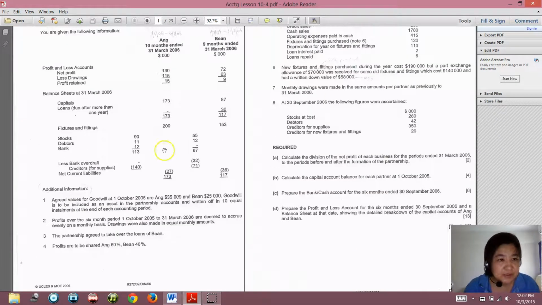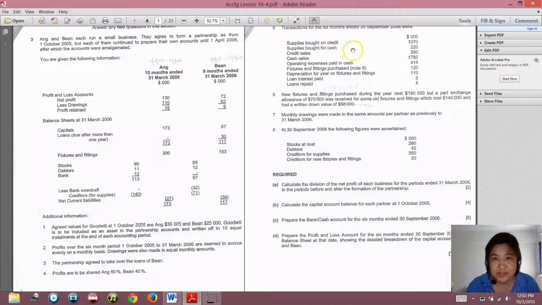Similarly, payment to creditors. You will take your creditors at the beginning of the period, that is 140 plus 71. Okay, 140 plus 71, that is the creditors at the beginning of the period. Add supplies bought on credit at 1070. It will be equal to 1281. What is 1281? 1281 is the amount that we owe the creditors, assuming we paid nothing.